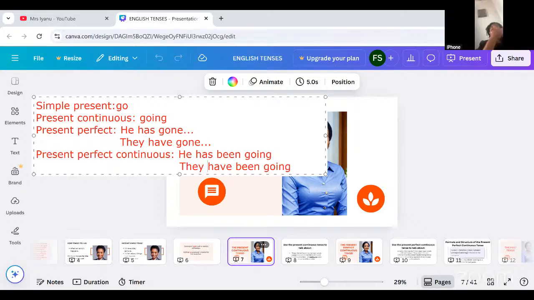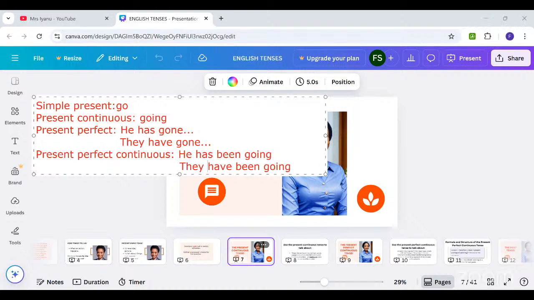I notice that the simple present tense is what is going on every day. Better now. What is going on every day? The present continuous tense is something that is continuing, something going on, day-to-day activities.